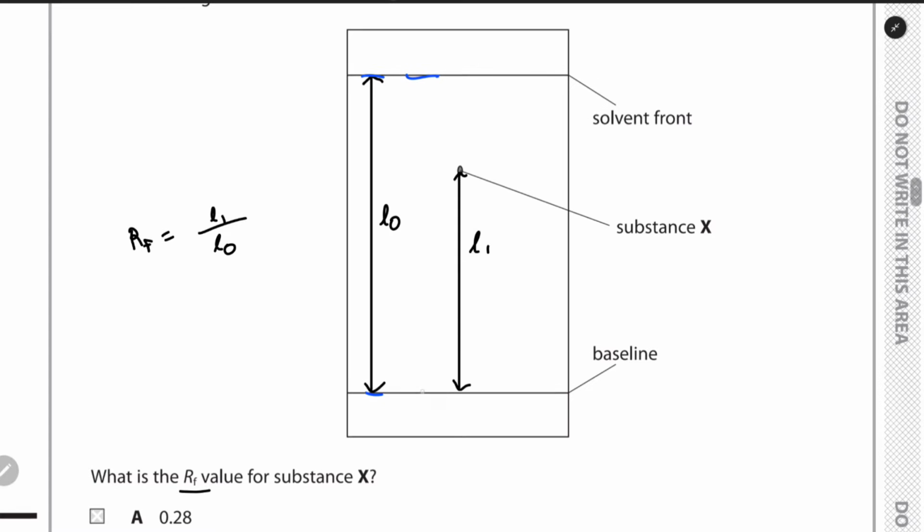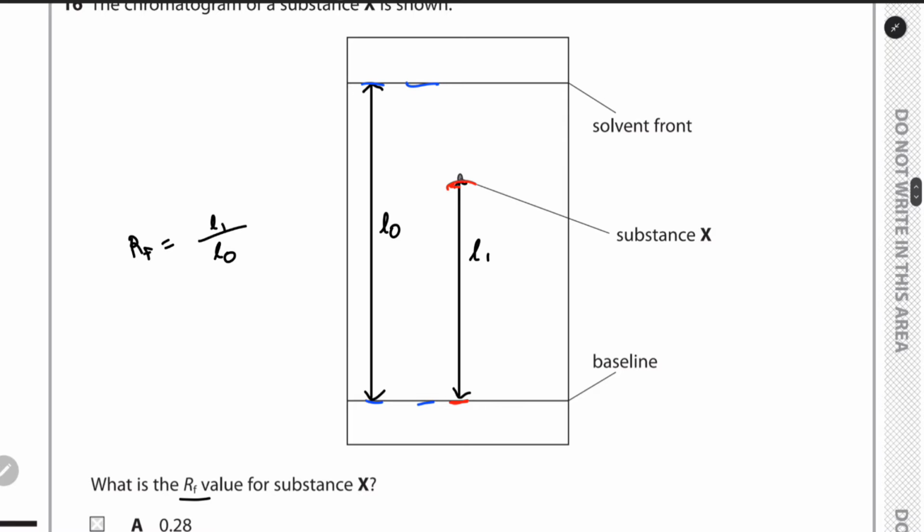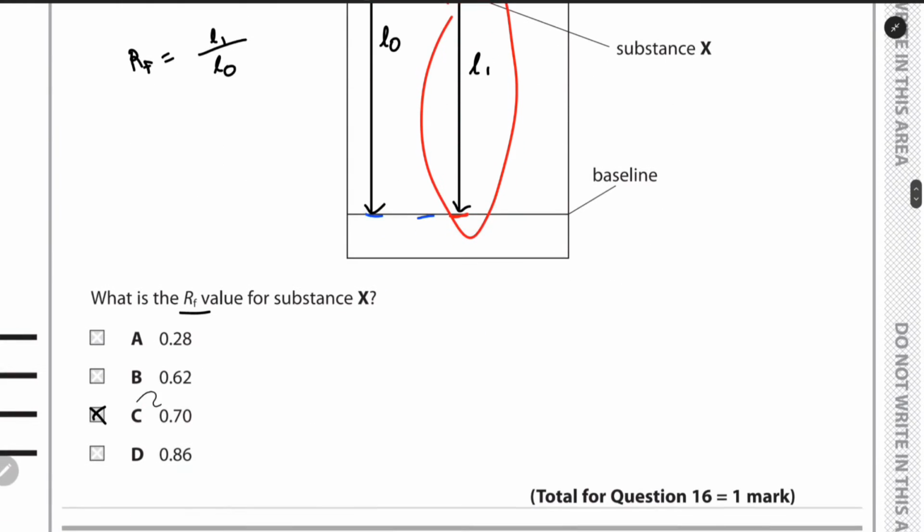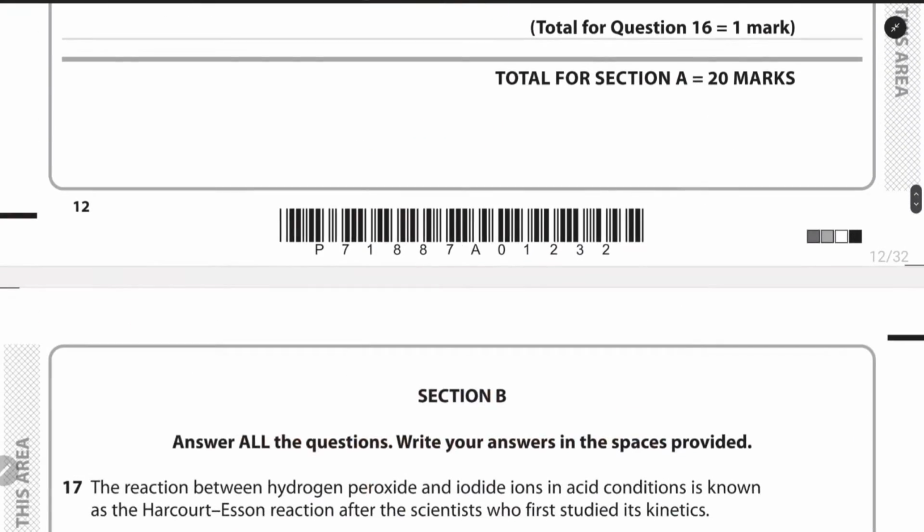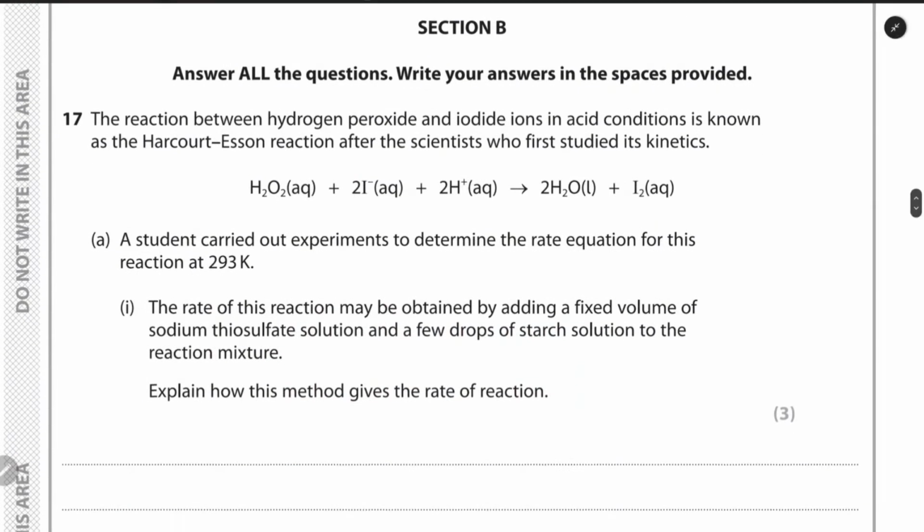So this length over here divided by this length over here, sorry, the other way around, the red one divided by the blue one will be the RF value. So it comes out to be 0.70. Now moving to section B.